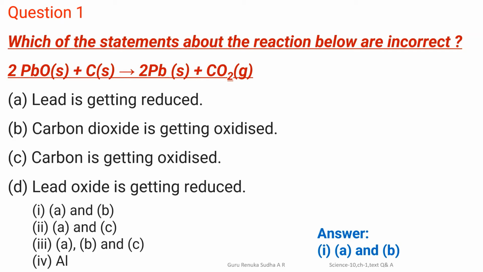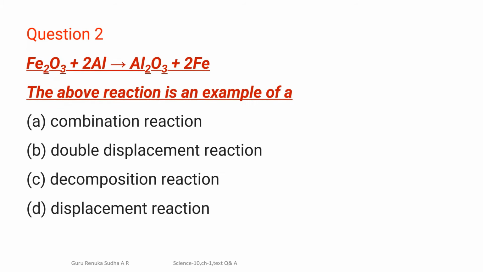Okay, let us move on to the second question. Let us see what they are asking. See, they have mentioned one equation here, and they are asking which type of reaction this equation is the best example of. Is it a combination reaction, double displacement reaction, decomposition reaction or displacement reaction? Observe the equation carefully. There are two substances on the reactant side and two substances on the product side. What has happened here?